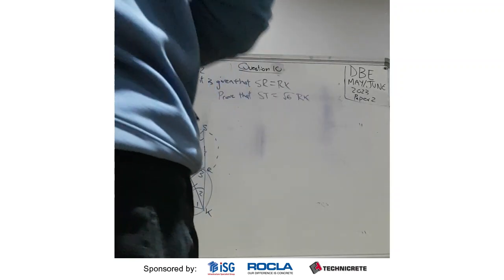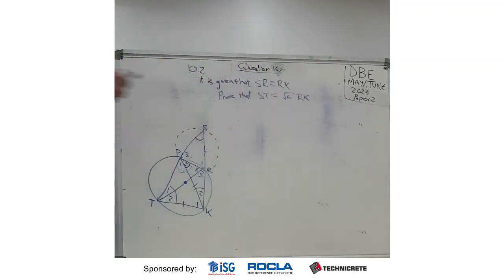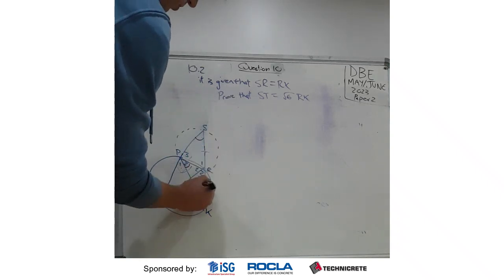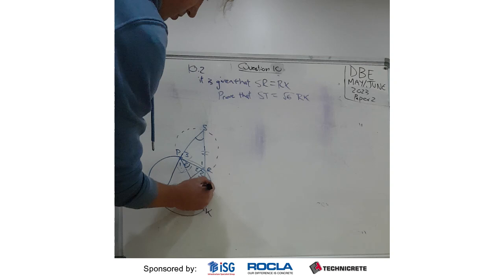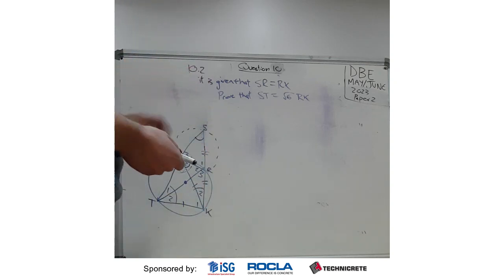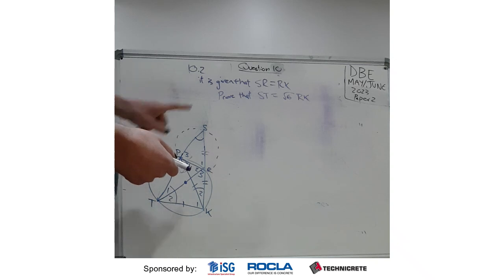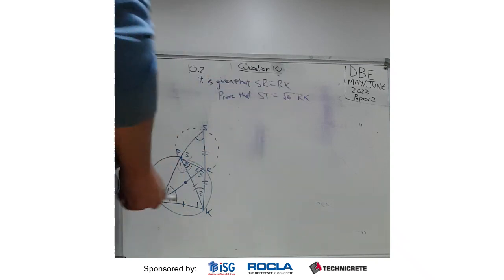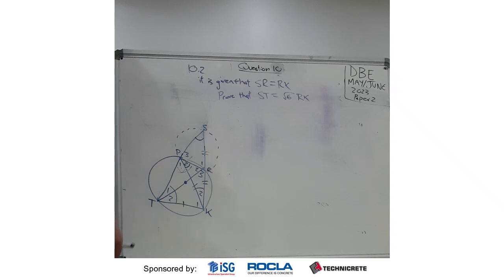So, question 10.2. It gives us a little bit of extra information. They say that SR is equal to RK. Given that, prove that ST is equal to square root 6 RK. Okay, so here's how we're going to go about this.